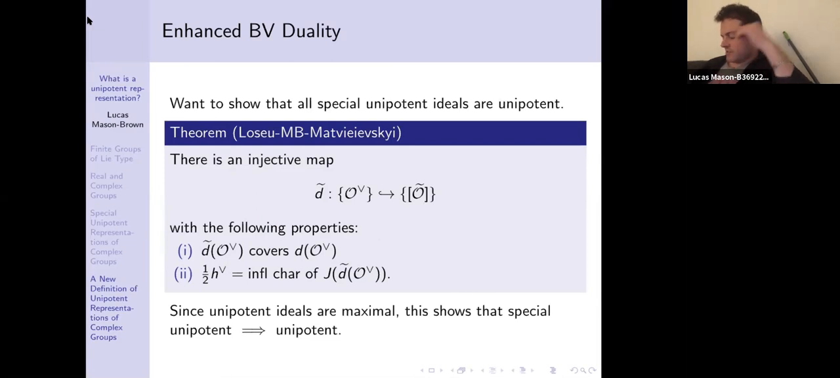So what this tells us, since all of the ideals are maximal, is that all special unipotent ideals, in the sense of Barbasch and Vogan, are unipotent in our sense. And it tells us exactly which covers they quantize.